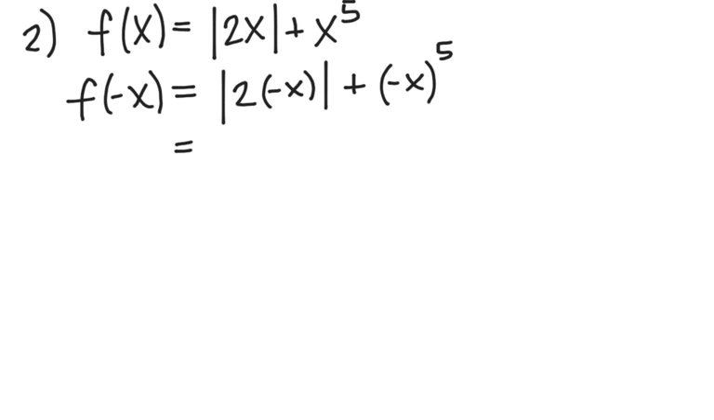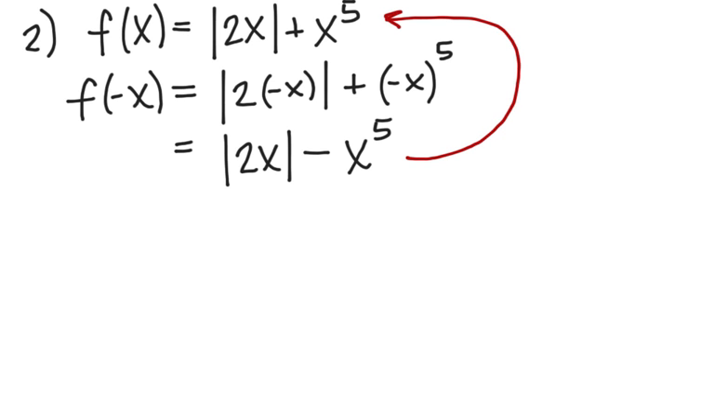So now we simplify. Well, the absolute value of 2 times negative x will end up being the same as the absolute value of 2 times positive x, since the result is positive in the end. And then a negative x raised to the 5th power will end up being the opposite of x to the 5th. So when we simplify, we get the absolute value of 2x minus x to the 5th, and now we compare. Again, we're comparing it with the original. Are they the exact same? No. So the function is not even.